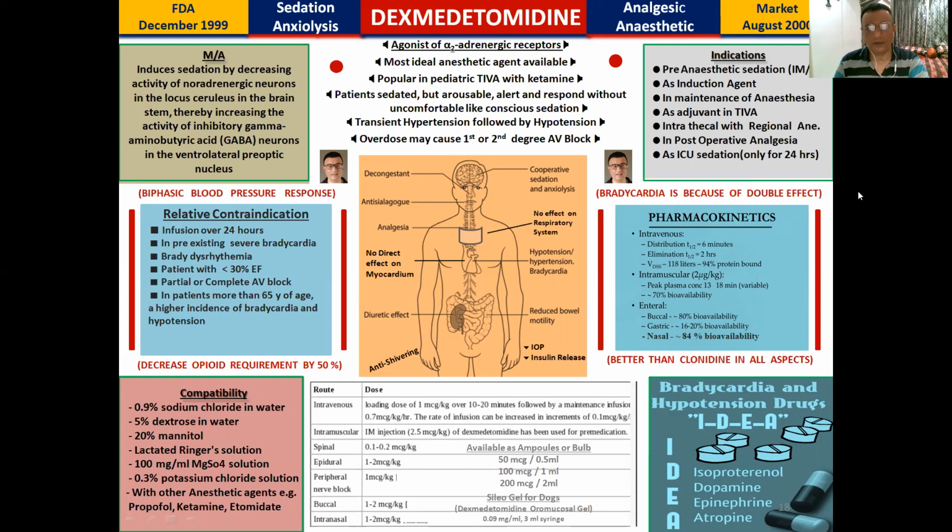You should understand that when you give dexmedetomidine, initially it causes hypertension, then it causes hypotension, and it causes a biphasic bradycardia response, a double effect. So always think bradycardia is more than hypotension.